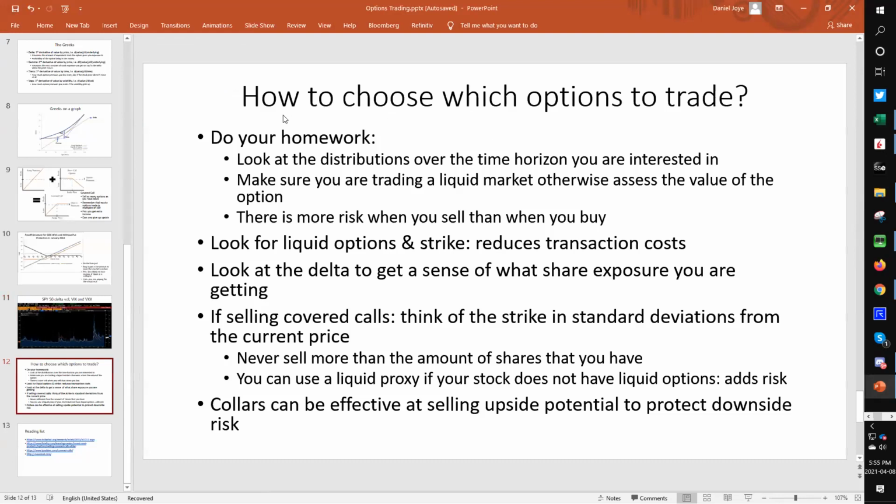So I'll go back to this slide. How to choose which options to trade. Do your homework. Look at the distribution over time horizon. So that's what we just went through on that Excel spreadsheet. Look at the distributions. Get comfortable with those. Make sure you're trading a liquid market. So Apple's going to be liquid. Amazon's going to be liquid. The S&P SPY is going to be liquid. If you buy a penny stock, that's not going to work, right?